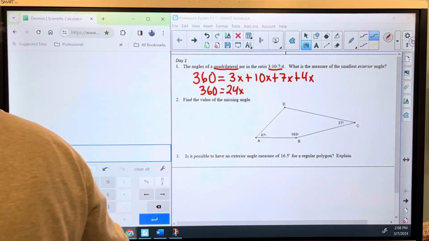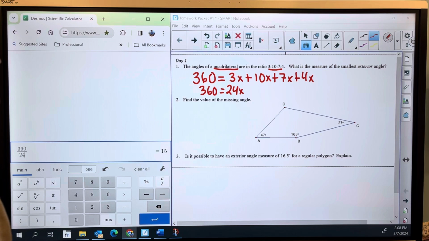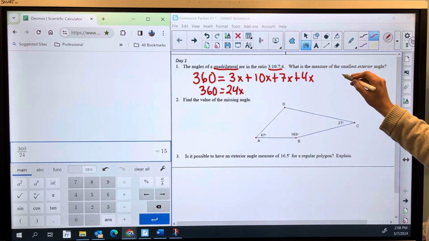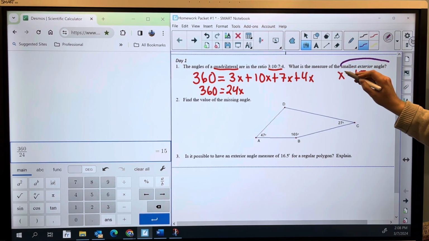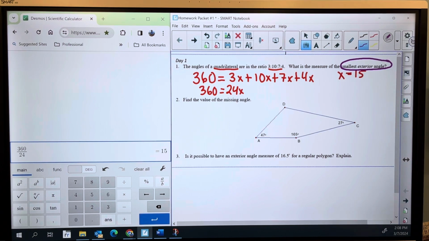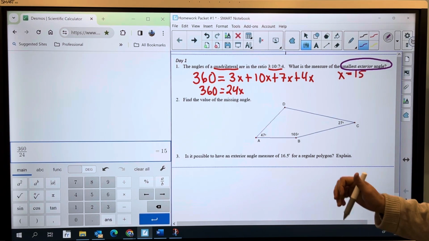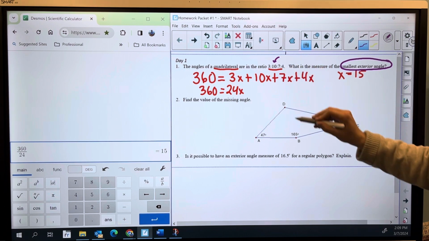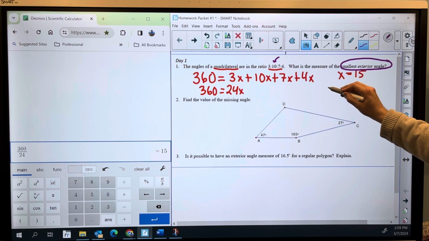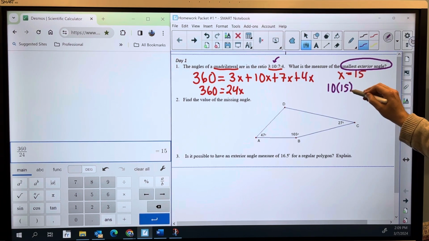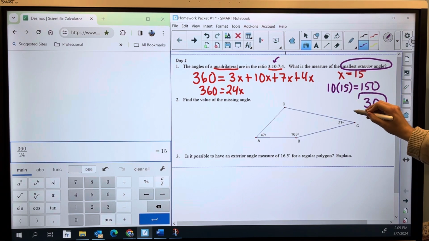Go over here, 360 divided by 24 is 15, and so x equals 15. That's not my answer, but that's a good way to get the answer. This is asking for the smallest exterior angle. The smallest exterior angle is going to be supplementary with the largest interior angle. Right there, that's my largest interior angle. So 10 times 15, or 150, is my interior angle, which means my exterior angle, the smallest, is 30.